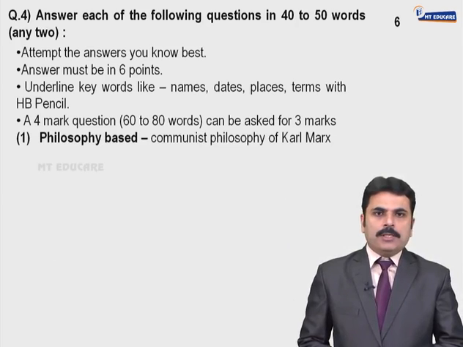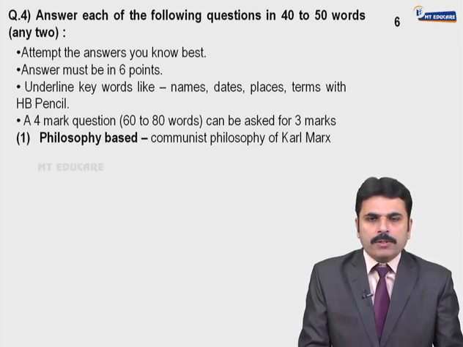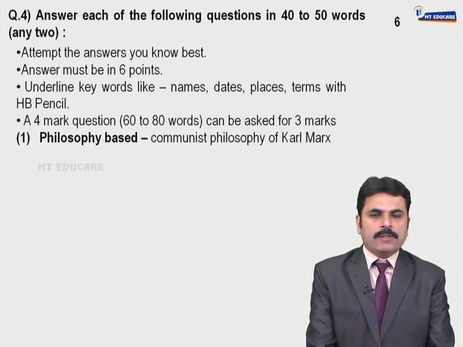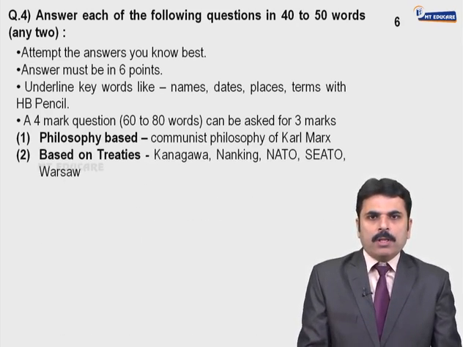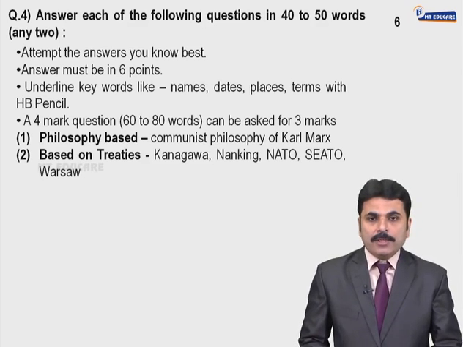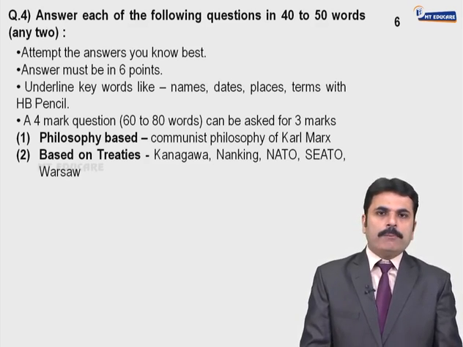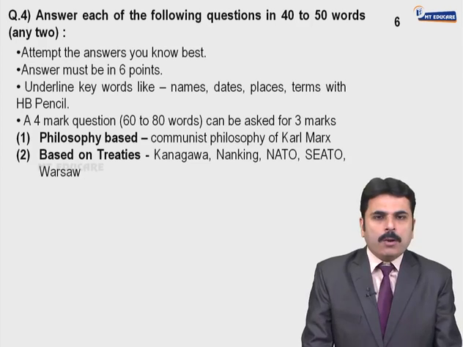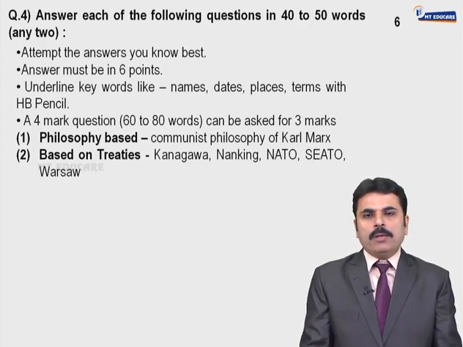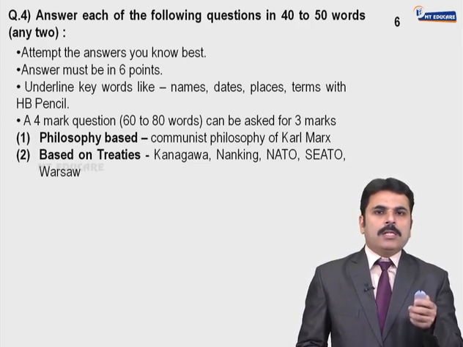The questions in this section are based on these categories. The first one is philosophy-based, like the communist philosophy of Karl Marx. Then there are questions based on treaties: Kanagawa Treaty, Nanking Treaty, NATO, Seattle and Warsaw. These treaties are important. The Nanking Treaty, or the Nanjing Treaty, is a 4-mark question, but it can be asked for 3 marks. When it is asked for 3 marks, you're going to write the answers in 6 points.